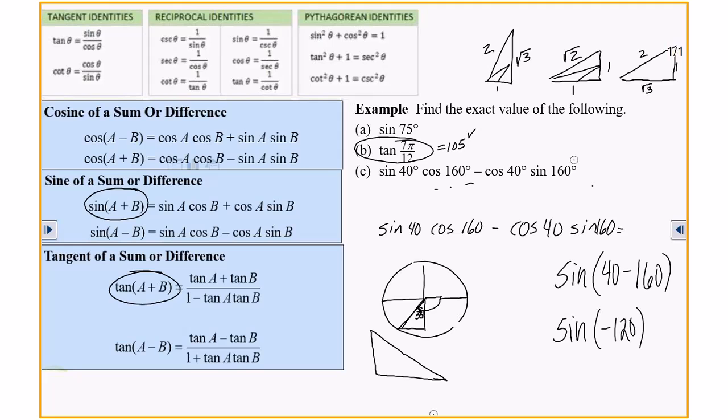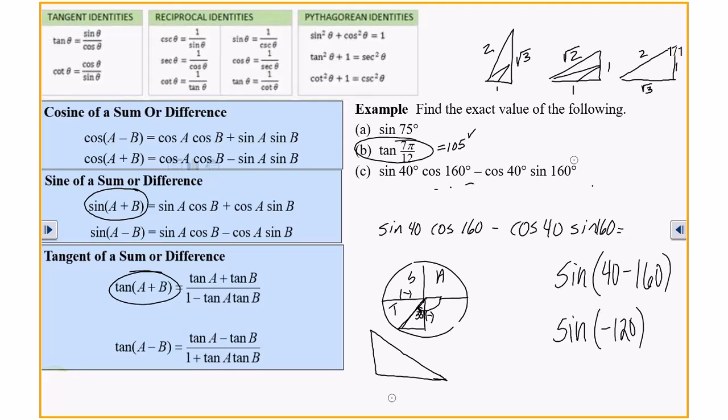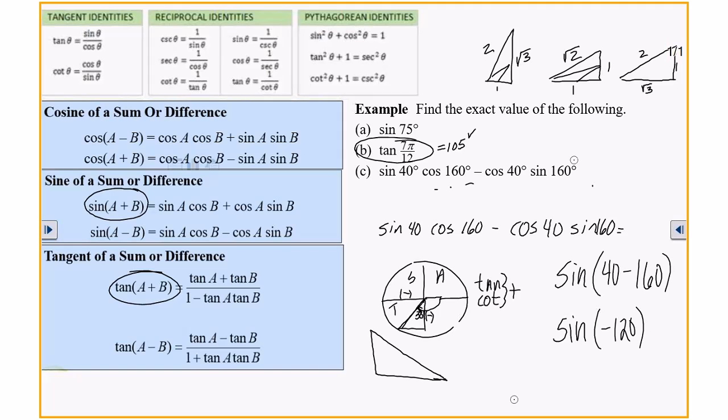Now remember, you're in the third quadrant. So that means your x is what? Negative, and your y is what? Negative. All students take calculus. So the tangent and the cotangent are going to be what? Positive. So what does that mean you're going to have here?